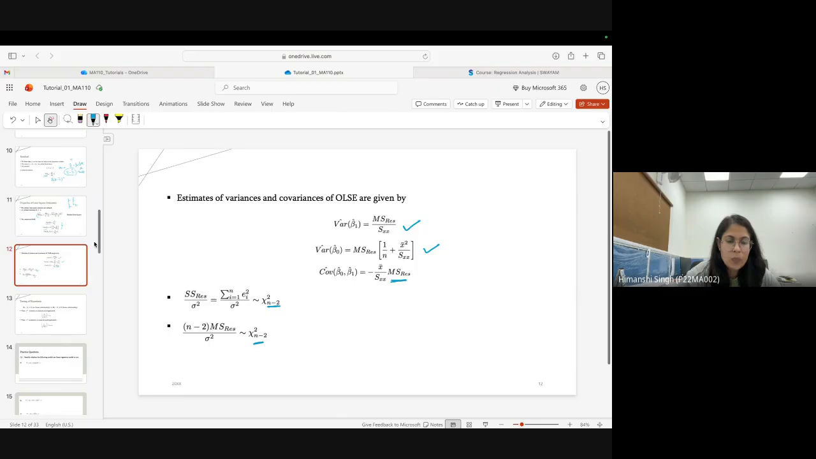So this was all about the ordinary least square estimators: what the estimators are, whether they are unbiased or not, and what their variances are.